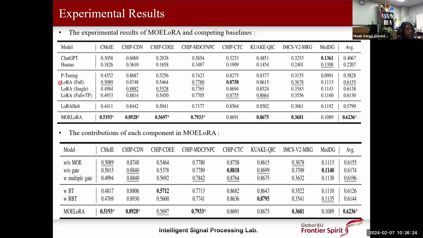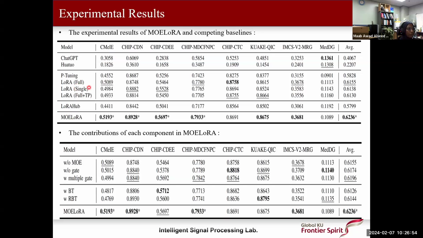and LoRa models that are fine-tuned for each task dataset individually. Here we have one model, and here we have 8 models, one for each task. And here they use LoRa on the whole dataset, but with some task description in the prompt.